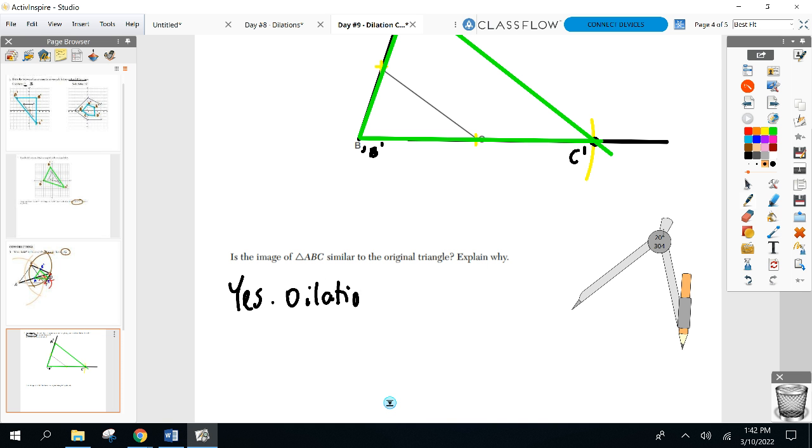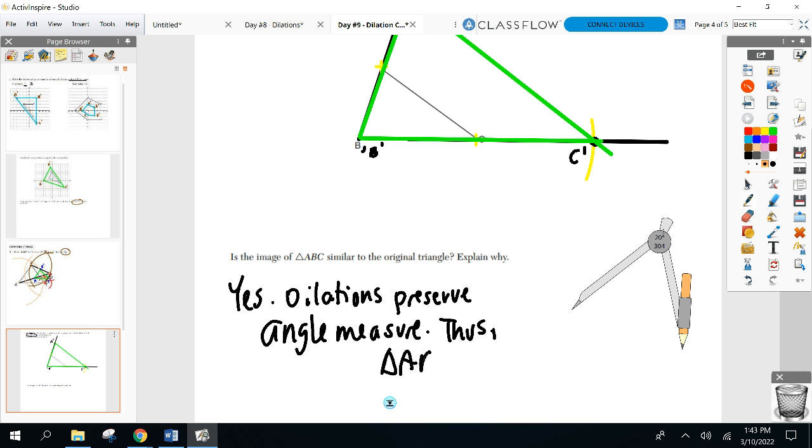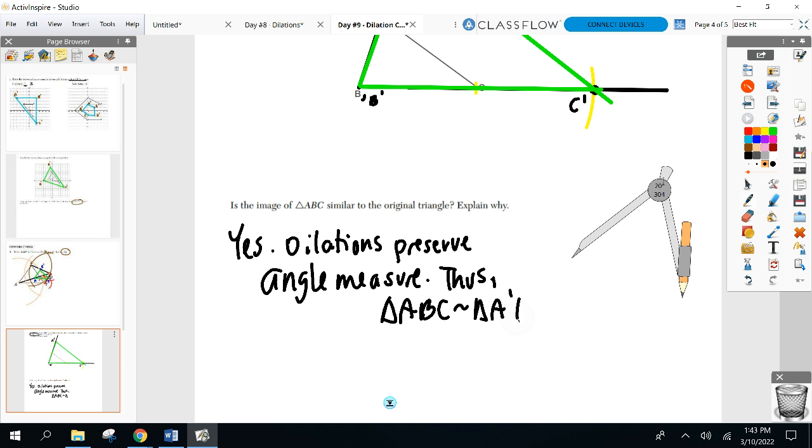Dilations preserve angle measure. Thus, the triangles are similar by angle. Rigid motions preserve both side length and angle measure. Dilation is just angle measure.